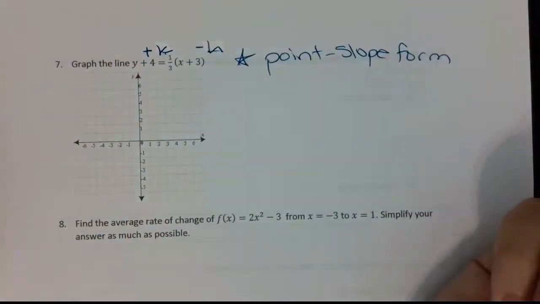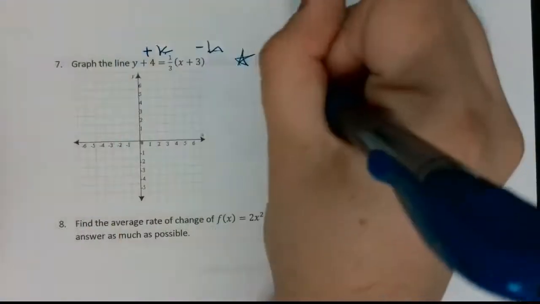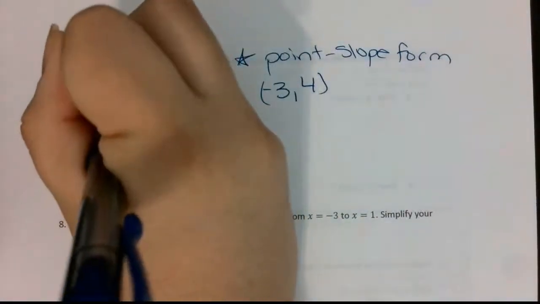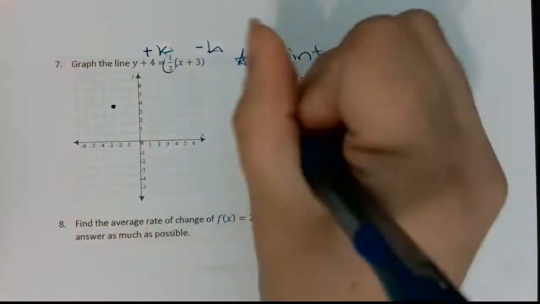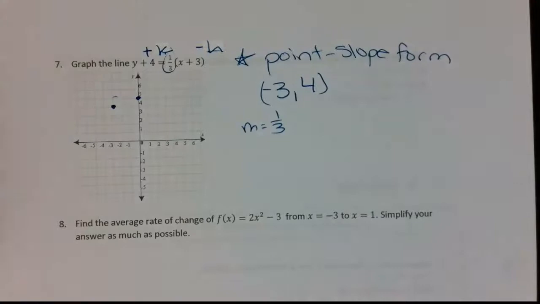Okay. So opposite the sign would be negative 3. Same sign would be 4. This is a point on the line, negative 3, 4. And then this number out front, 1/3, is my slope. So I'm going to go up 1 over 3 and connect those with a line.